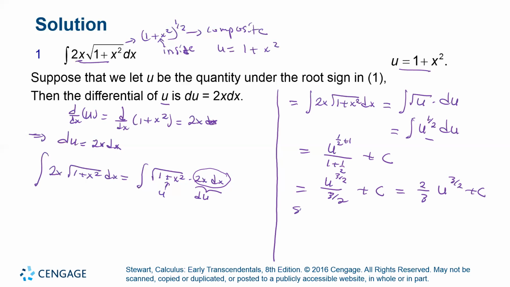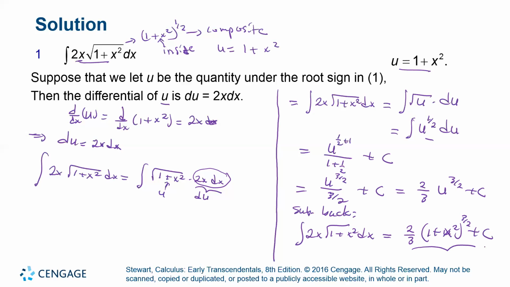Then we substitute back. So your integral of 2x times the square root of 1 plus x squared dx is equal to 2 over 3 times, what is my u, 1 plus x squared raised to 3 over 2, plus c. So this whole thing is the antiderivative of that function. It means that if I want to check that this is correct, I have to differentiate it.